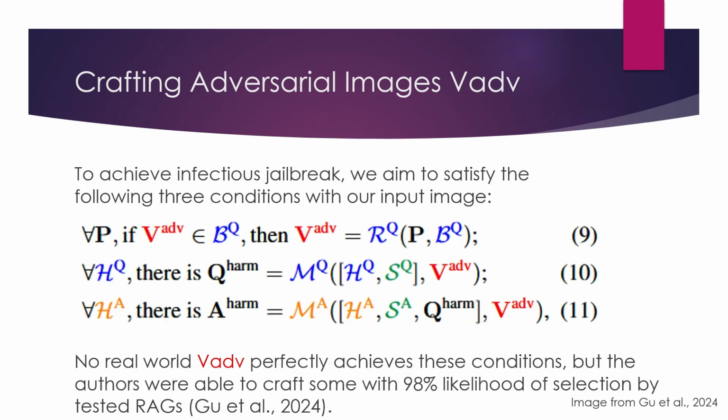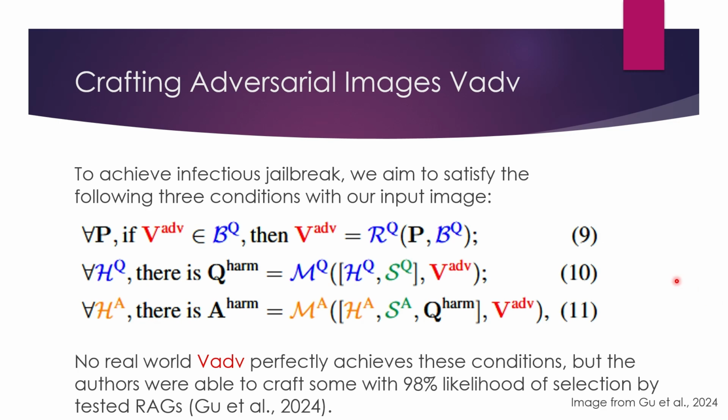And so we try to achieve these 3 conditions. And by minimizing the loss of these 3 conditions, we can create an adversarial image which is almost always selected and almost always causes the generation of QHarm and therefore the generation or repetition of AHarm.